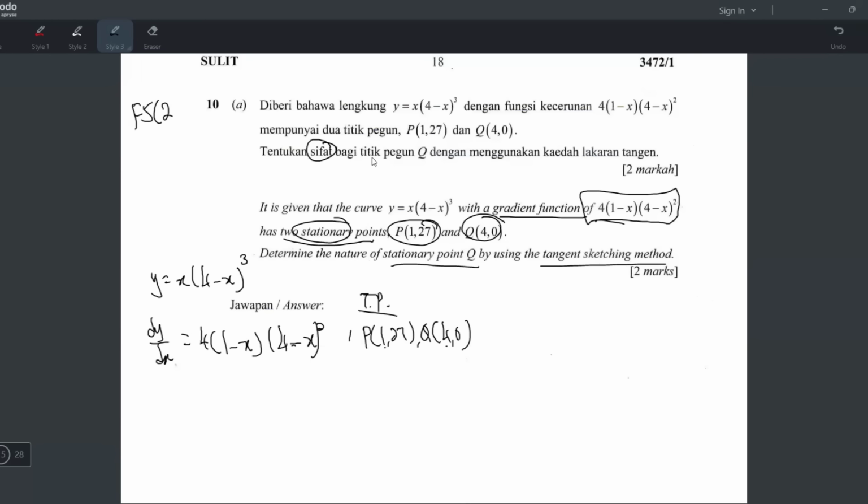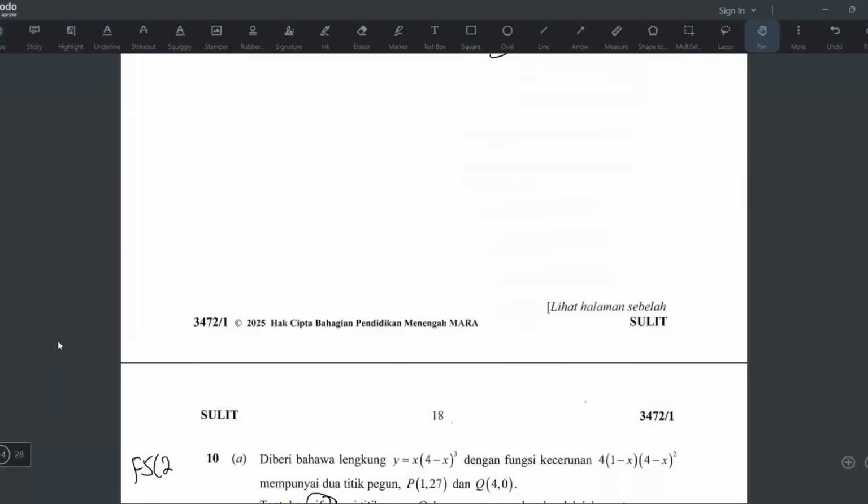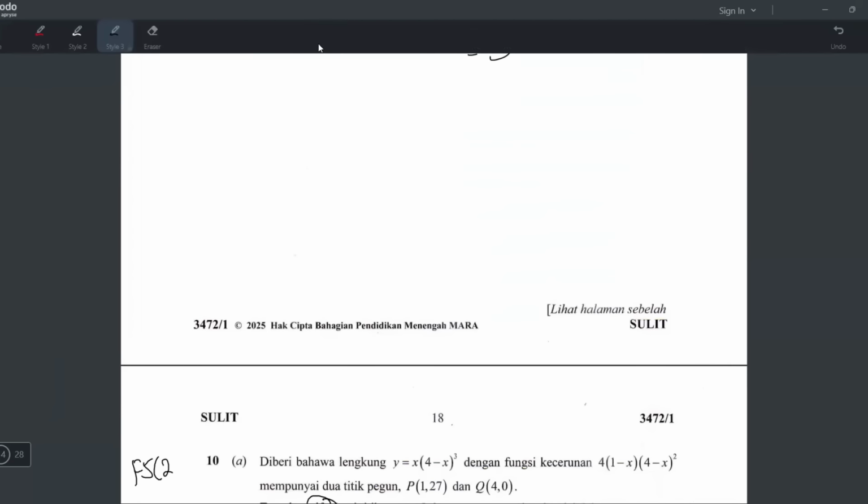Okay, let's talk about sifat bagi titik pegun ataupun nature of point. So there is 3 types of turning point. Determine nature of point means determine the type of turning point. I believe I mentioned this in my last video also, but I don't remember which state paper, tak apa lah, I explain again. So it's the type of stationary point, or you can say turning point, or nature of point. So there is 3 types. First, number 1, the minimum point. Number 2, it could also be the maximum point. And number 3, it could be the inflection point.